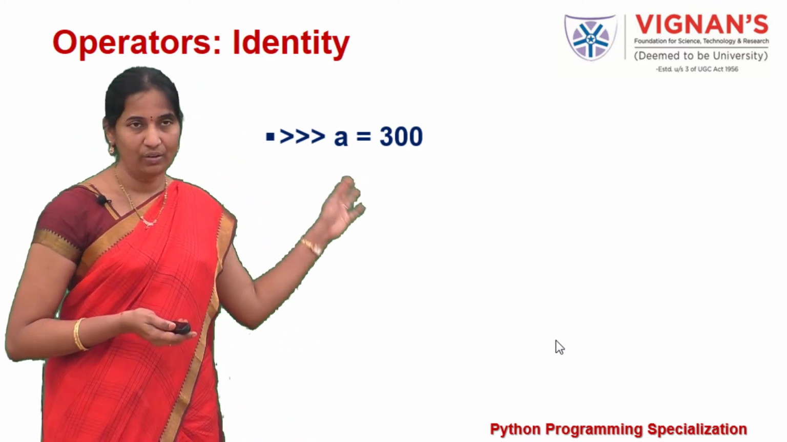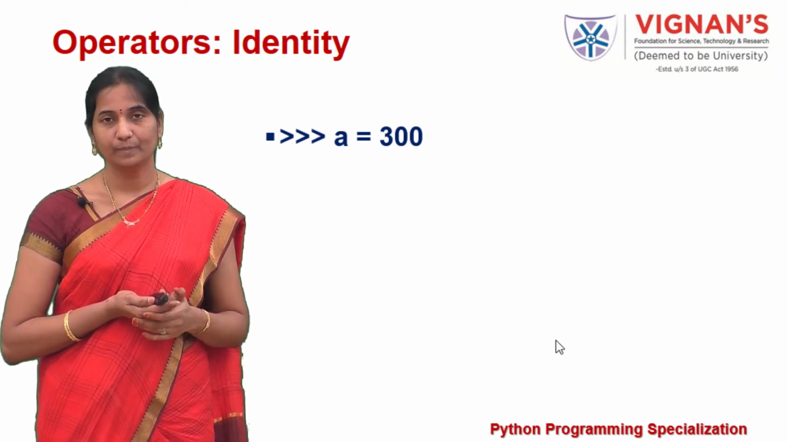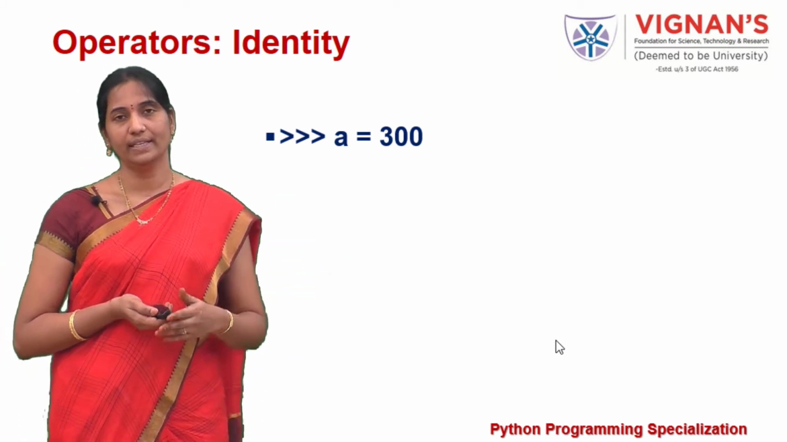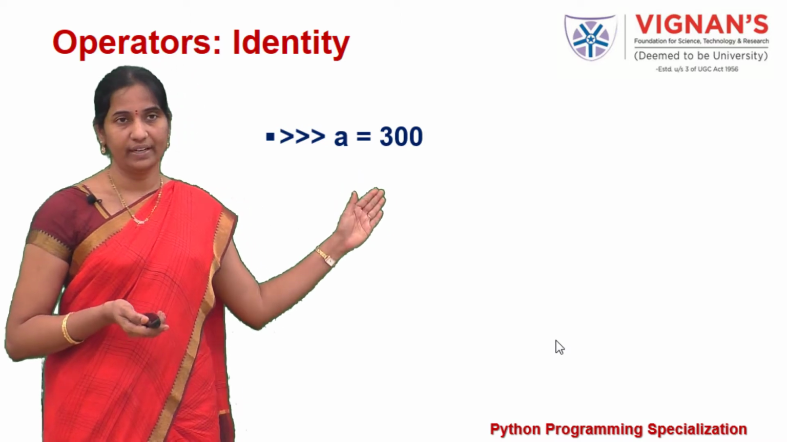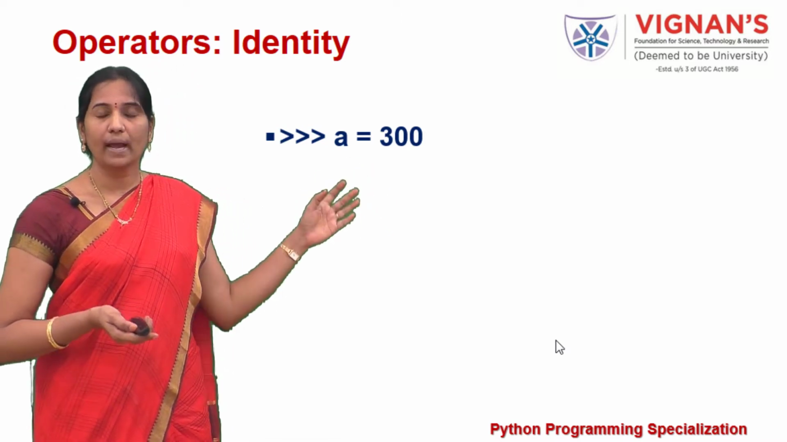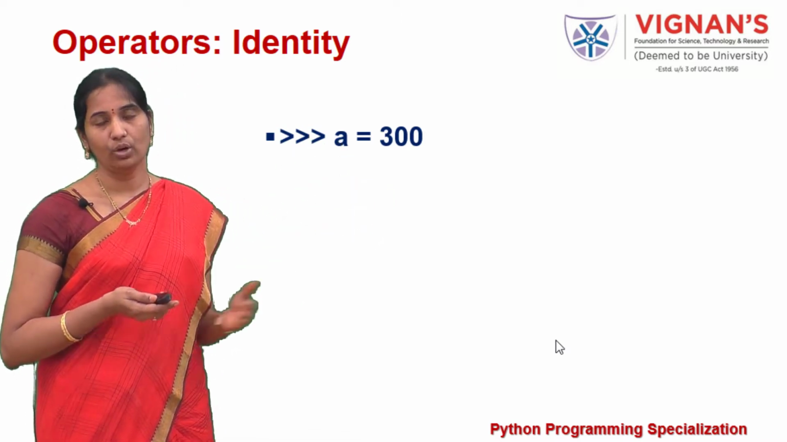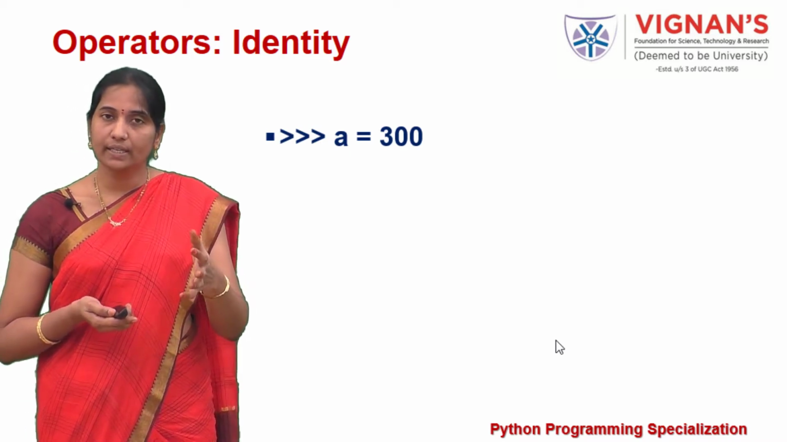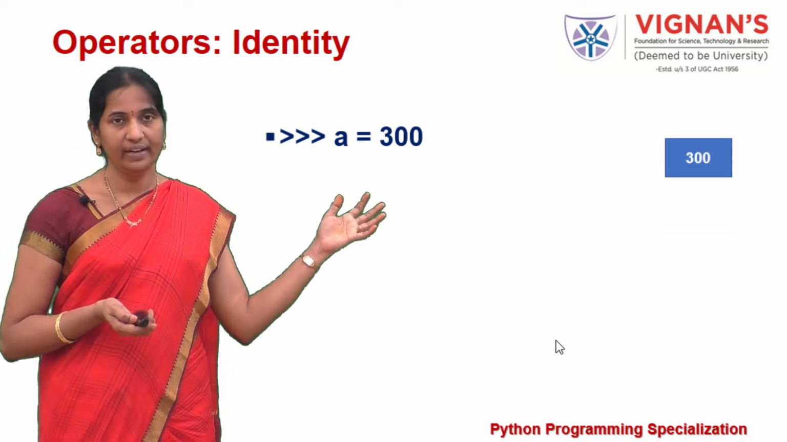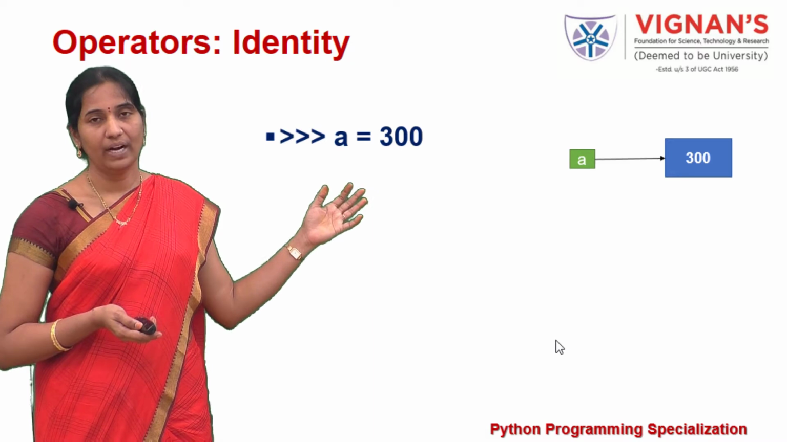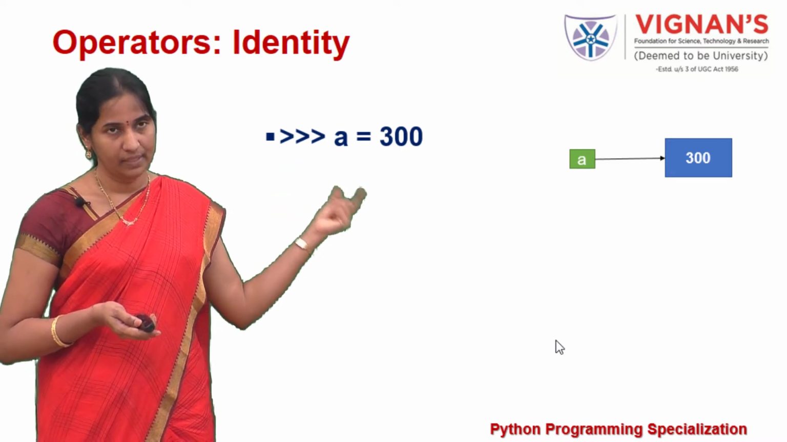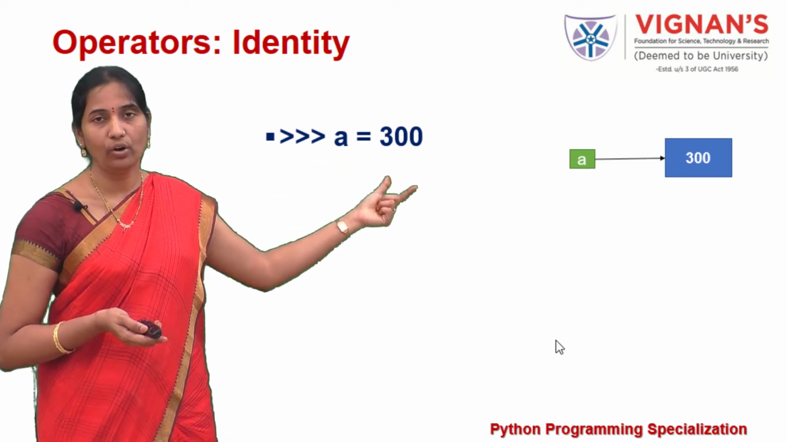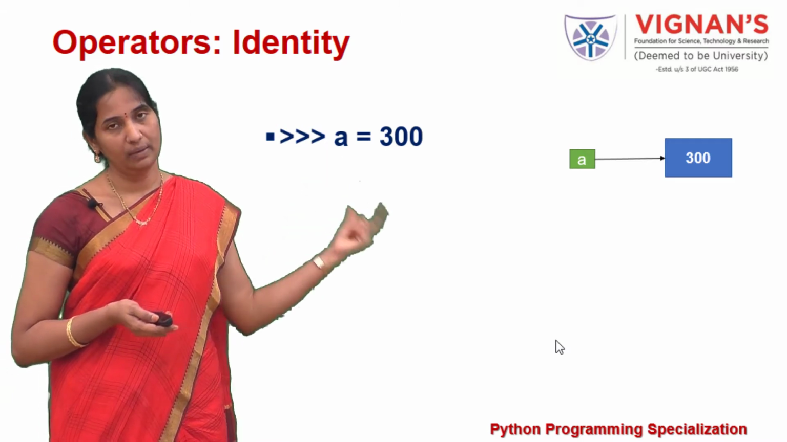Now let's see the examples. We need to know a few other details. A equal to 300 is an assignment operation. What happens when we use this assignment operator is that an object is created with the value 300, and to that you are assigning the name A. That's the meaning of an assignment operation in Python.